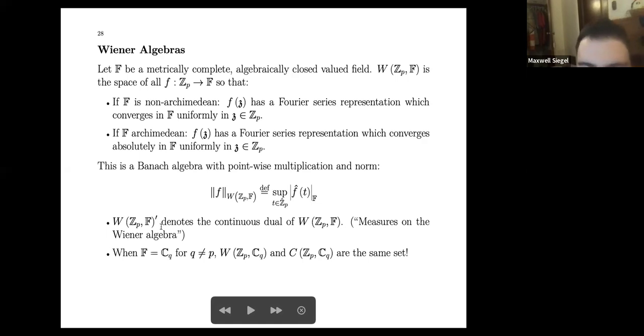I write W(Z_p, F) prime to denote the continuous dual of the Wiener algebra, which in this case is the set of all measures on the Wiener algebra. Note that the terms Wiener measure and Wiener distribution already refer to two very important, completely unrelated objects in the studies of stochastic processes and statistics, respectively. Also, as defined, and this is quite important, when F is a q-adic field and p and q are distinct, then the p,q-adic Wiener algebra is not just isomorphic to the p,q-adic continuous functions, these are actually the same set.